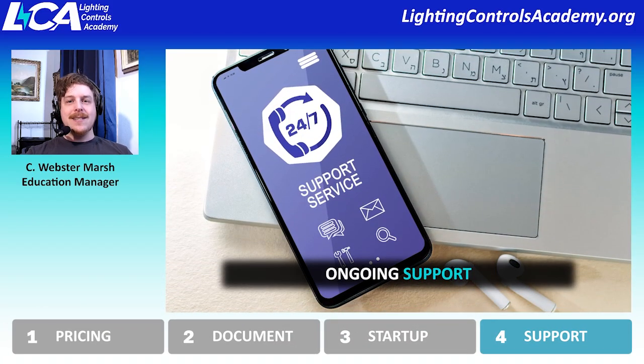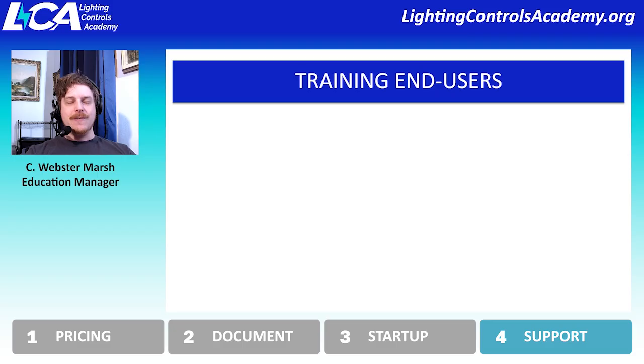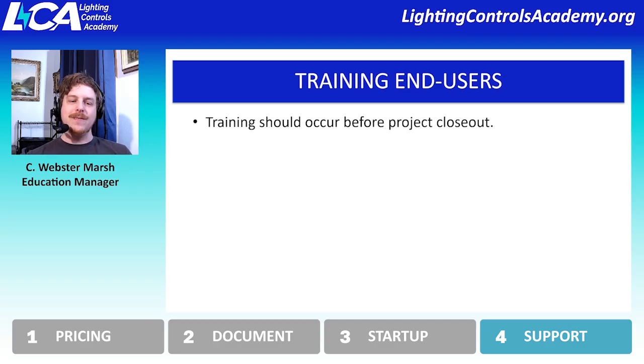Then the last thing that is oftentimes forgotten, which is sad, is the ongoing support, making sure that the system actually continues on past the project's lifespan. So the very first thing is training the end users, making sure that they know how to interact with the system. So this should happen right before the project closeout, oftentimes when things are just getting polished up and cleaned up and ready for people to occupy the building or the space. This is when training is best to happen.